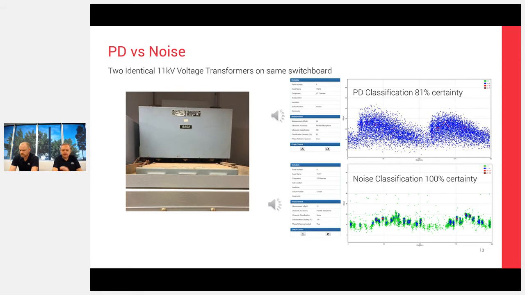If we play the sound, you should be able to hear the noise that we get from that as well.